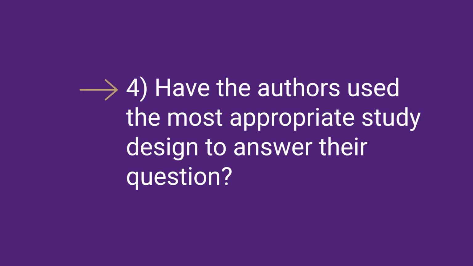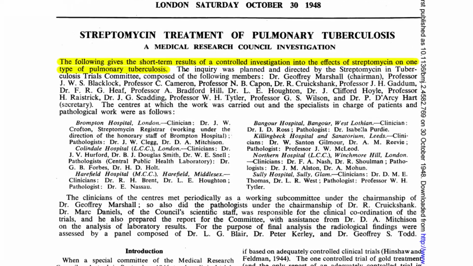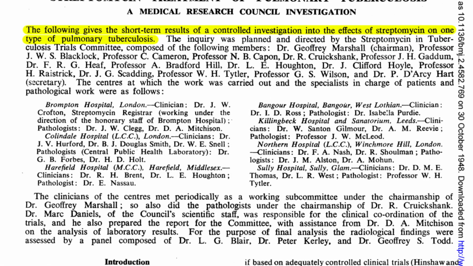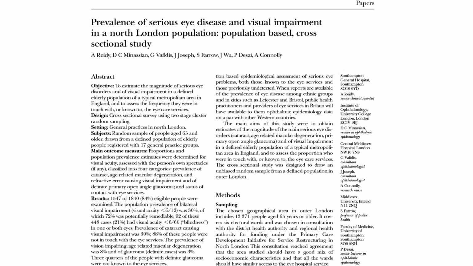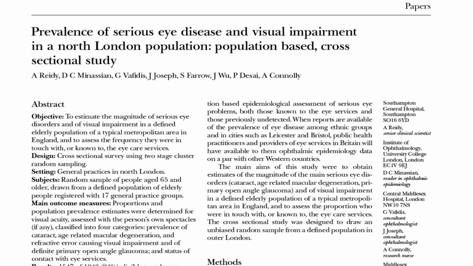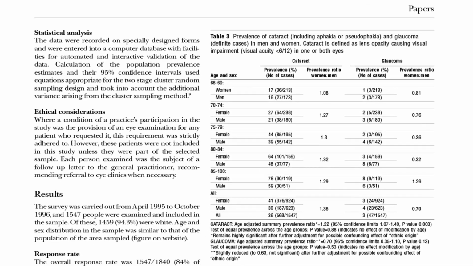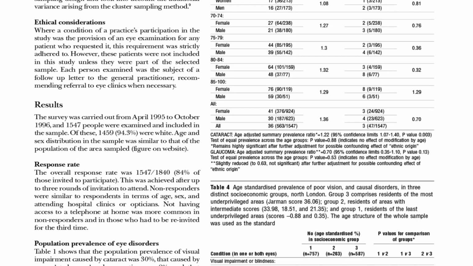After determining the type of question the researchers are posing, consider if the authors have used the most appropriate study design to answer their question. For instance, a randomized controlled trial would be suitable for a question investigating the effectiveness of the drug streptomycin on pulmonary tuberculosis. However, this type of study would not provide the best evidence to establish the extent of serious eye disease and visual impairment in a North London population. A cross-sectional study using surveys to observe this population at a single point in time would be more suitable.